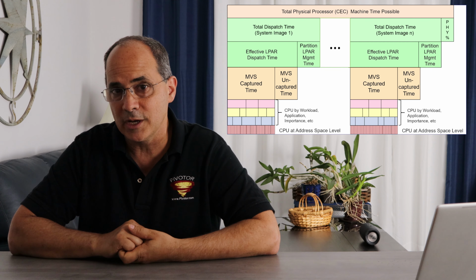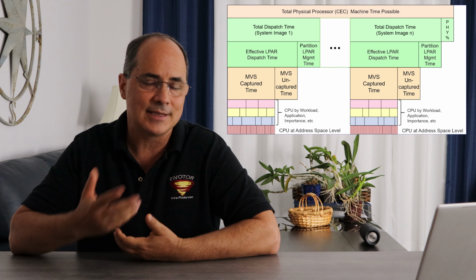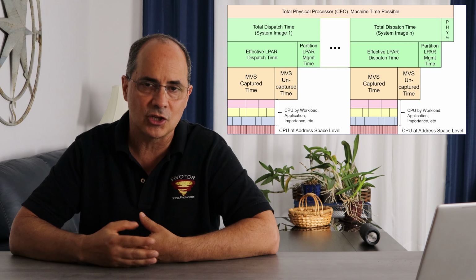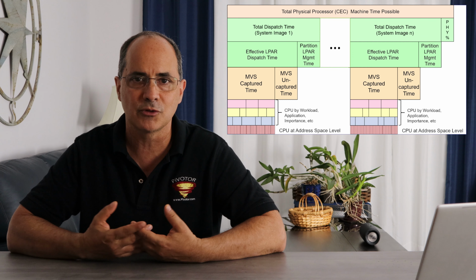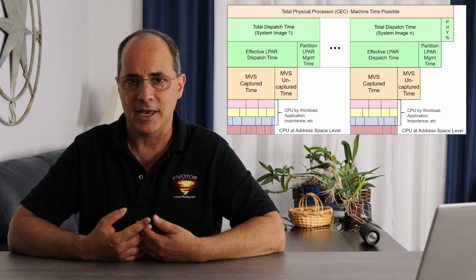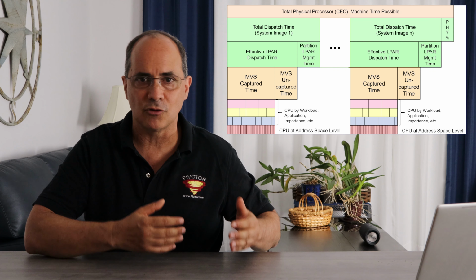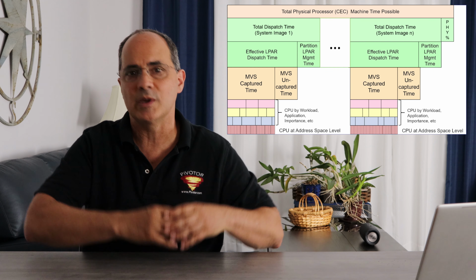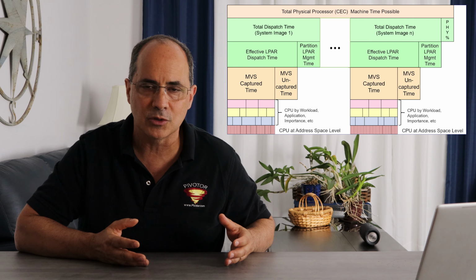Why do you want to look at work at an address space level? As I said, that's where the work actually is executing its instructions. That's where the programs run. So we want to understand things like, which address spaces are running? What are those address spaces doing? How much CPU time is each one of those consuming?